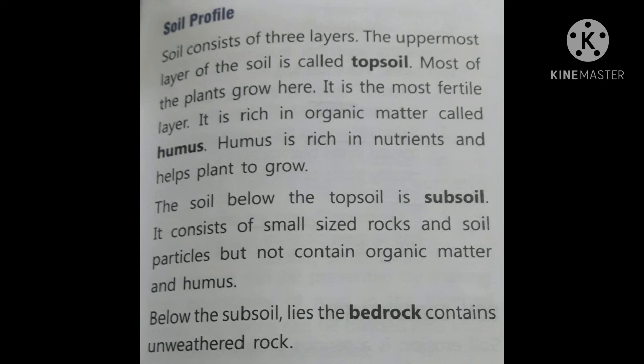The soil below the topsoil is subsoil and it consists of small sized rocks and soil particles but does not contain organic matter and humus. Below the subsoil lies the bedrock and it contains unweathered rock.